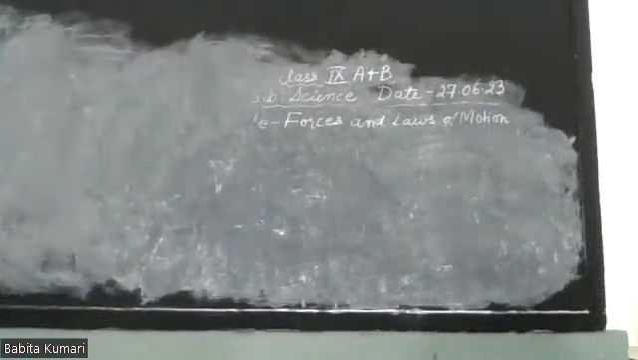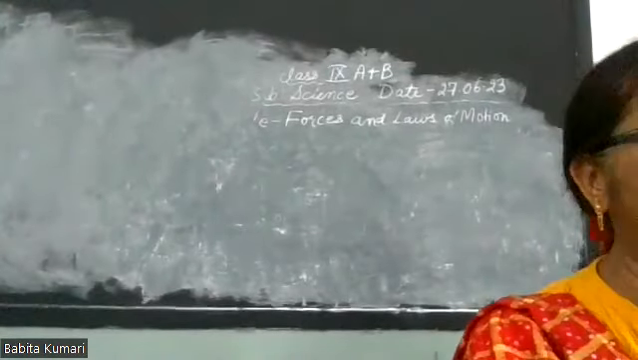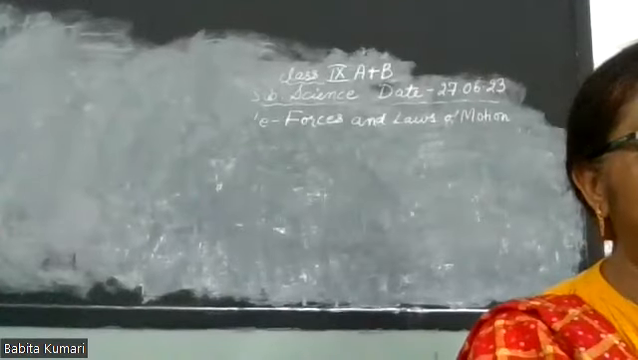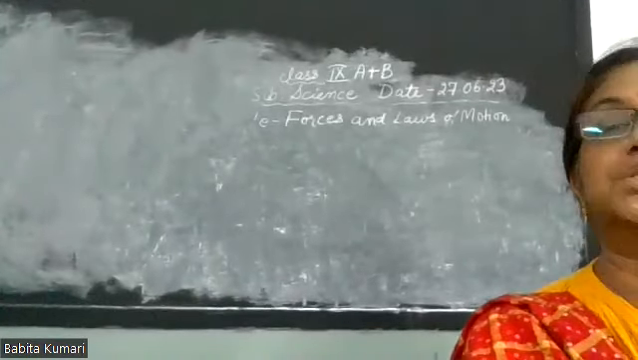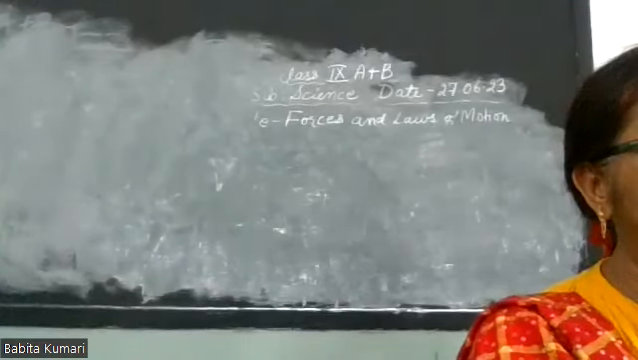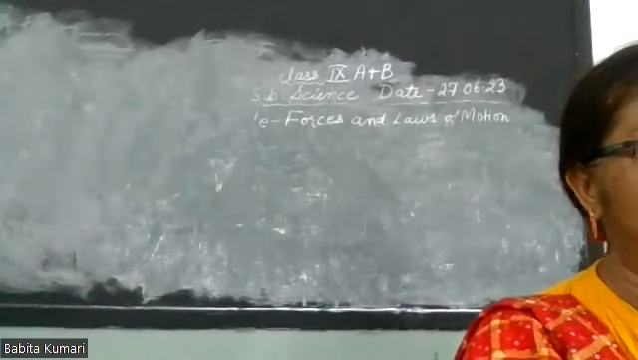First, let me read out the answer. That is, explain the answer. Yes, where external unbalanced force on an object is zero, the object can be traveling with a non-zero velocity. The necessary conditions are, the object should always be moving with a uniform speed along a straight line.